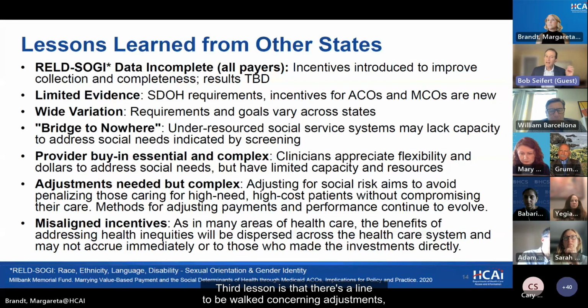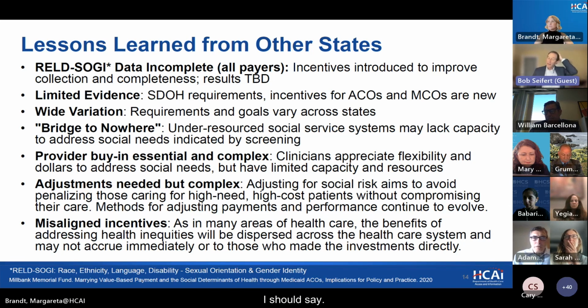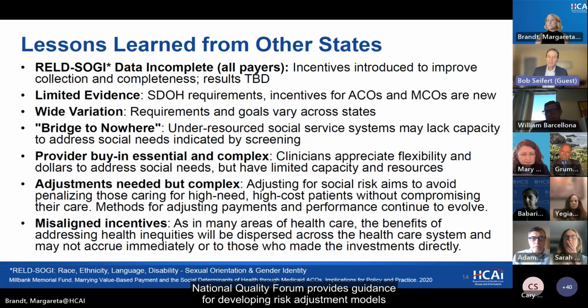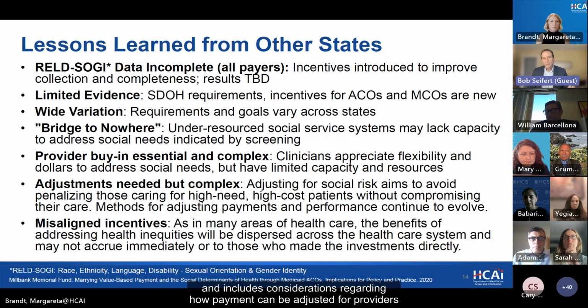Third lesson is that there's a line to be walked concerning adjustments, particularly around measurement adjustments, to avoid penalizing plans and providers that care for high-need patients, but also not, quote unquote, giving them a pass by setting relatively lower performance targets for those plans and providers, or for those patients, I should say. National Quality Forum provides guidance for developing risk adjustment models and includes considerations regarding how payment can be adjusted for providers caring for high-need, high-cost patients.